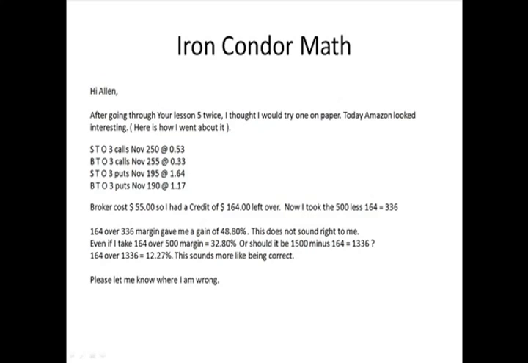The person here has looked at an Amazon Iron Condor and he's set it up for me. So basically what this is saying is that he's doing sell to open 3 November 250 calls at a price of 53 cents. He's buying 3 November 255 calls at 33 cents. He's selling 3 November 195 puts at 164, and he's buying 3 November 190 puts at 117.